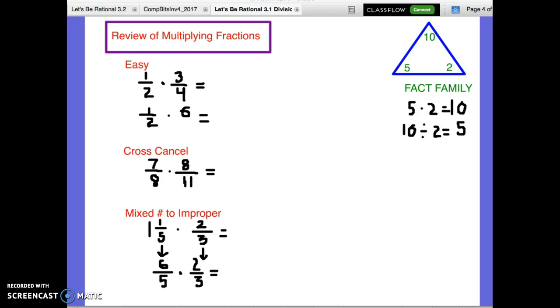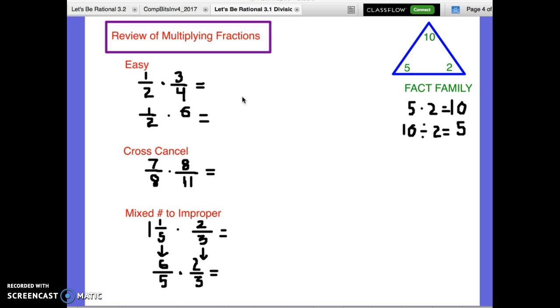Here is a quick review of multiplying fractions. As we move into learning how to divide fractions, it will help if you know how to multiply fractions, since multiplying and dividing are inverse operations. You might remember fact families, that 5 times 2 is 10 and 10 divided by 2 is 5. So the same thing will happen with fractions as well.